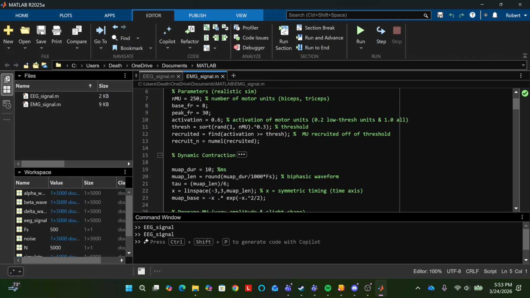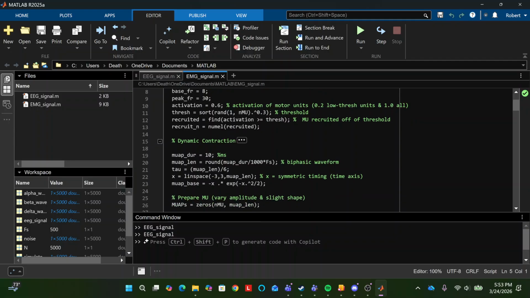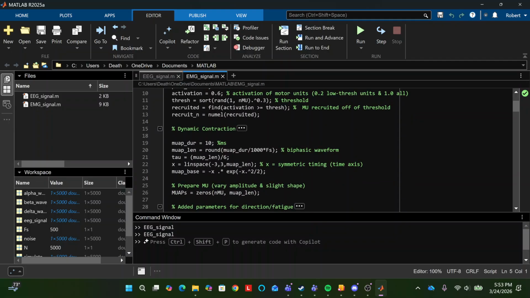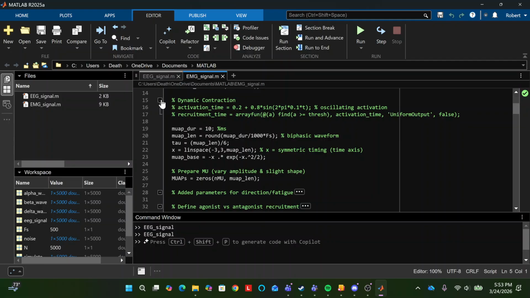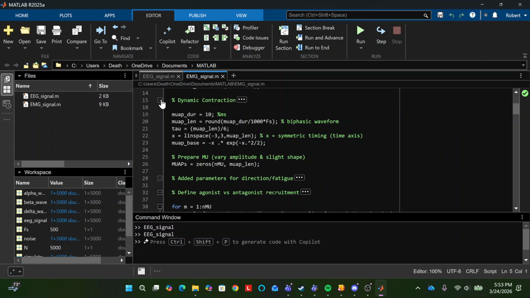And then as you can see right here, we have the recruited motor units, if you will. So the recruited number of motor units. Then we have dynamic contraction, which we can add. I didn't add it here, but you can add a dynamic contraction. We have our motor unit, so our MUAP, which is basically our motor unit activation process duration.